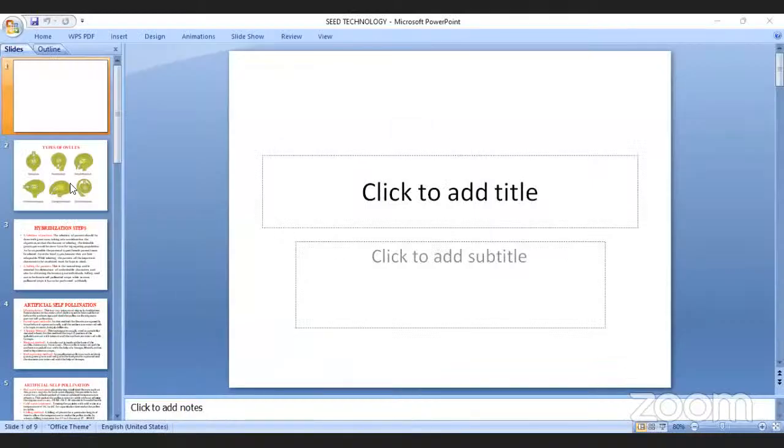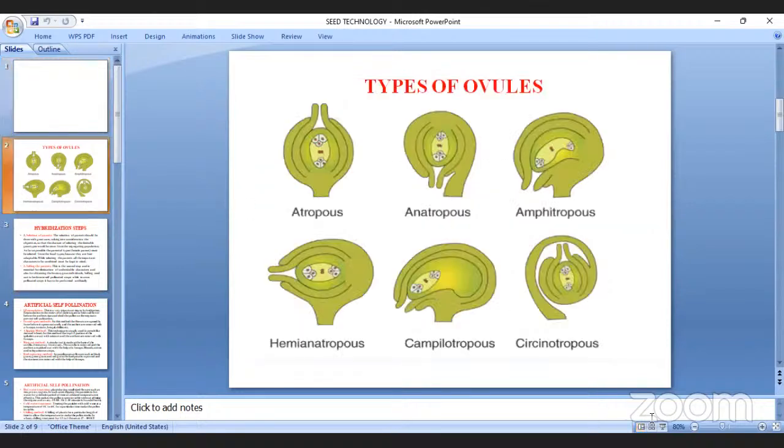Let me share the PPT slide here. So first of all, let's see the types of ovule. This is very important. Types of ovule, very important for short question.